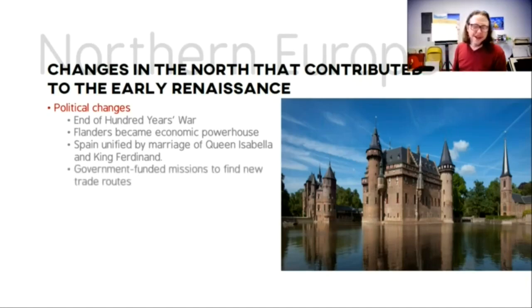And there you have it, right? There were government-funded missions to find new trade routes, which resulted in the discovery of the American continents. Not so much the discovery, but for Europeans going out and learning, let's say, that there were a couple of extra continents on the planet they hadn't realized were there.